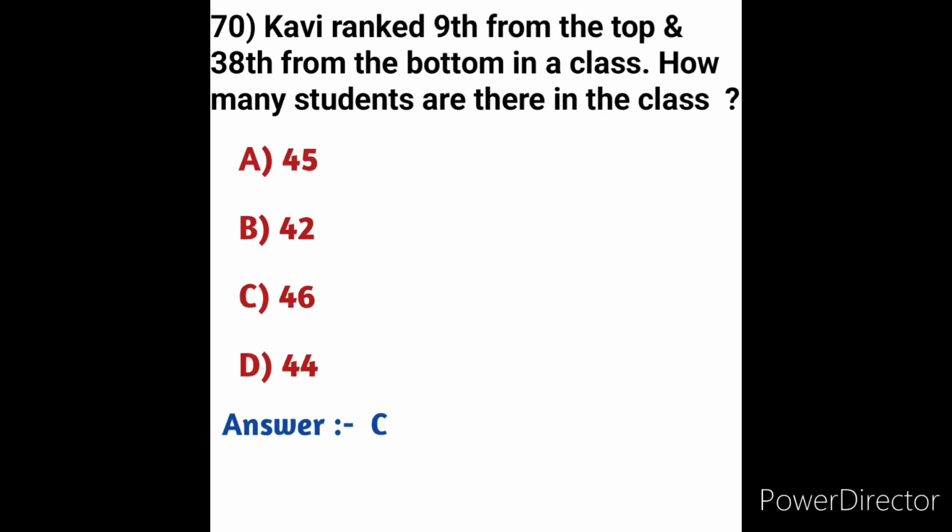On to question number 70. Kavi ranked 9th from the top and 38th from the bottom in a class. How many students are there in the class? Option A 45, option B 42, option C 46 and option D 44. Here option C is the correct answer. 46. Kavi is in 9th place, so in front of him 8 members are there. 38th from the bottom means 37 from the back, plus himself 1 person. So 37 plus 1 is 38. 38 plus 8 is 46. Here option C is the correct answer.